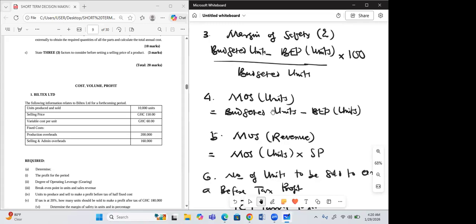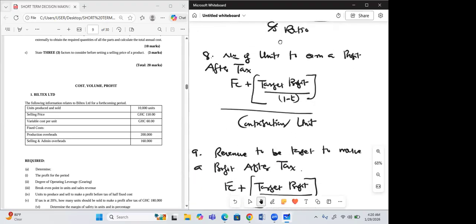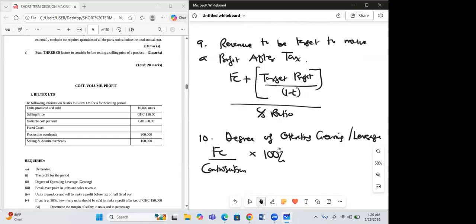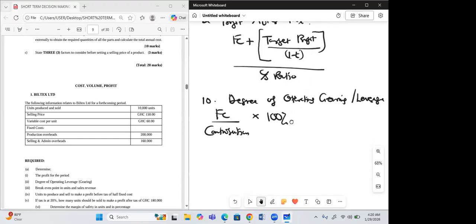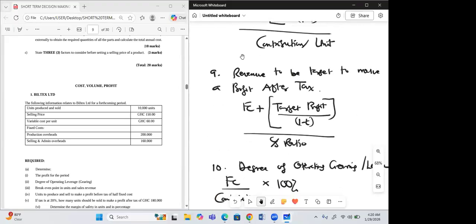And if you want it in percentage, just take the margin of safety in units over the budgeted units times 100. So now when you want number of units for a before tax profit, you just add the profit over contribution per unit. If you want it in revenue, you just change the contribution per unit to CS ratio. The same way if you need a profit after tax, you add the profit, but divide it by the tax factor, over contribution per unit. When you want to change it to revenue, remove the contribution per unit and put a CS ratio. Then degree of operating leverage. So it should be easy for you to memorize. So those are the 10 formulas.